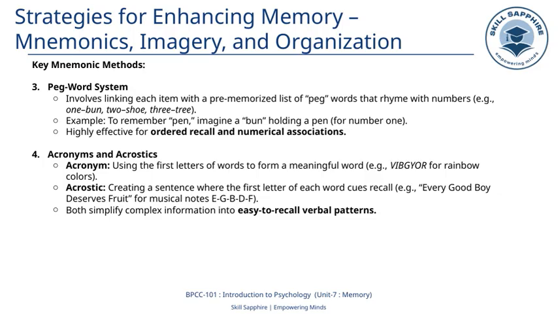Next, we have acronyms and acrostics. An acronym is when we take the first letters of a set of words and form a new, meaningful word. A classic example is VIBGYOR, which helps us remember the colors of the rainbow: violet, indigo, blue, green, yellow, orange, red. Acrostics are similar but involve creating a sentence where each word's first letter cues a piece of information. For instance, "Every good boy deserves fruit" is a handy way to recall the notes EGBDF on the musical staff. Both of these techniques simplify complex information into easy-to-recall verbal patterns, making learning and recall much more manageable.